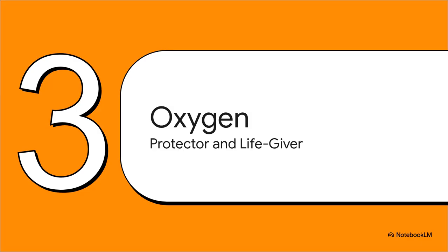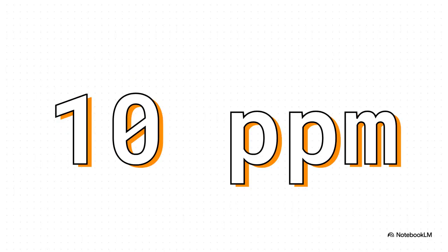All right, for our last stop, let's talk about an element that none of us could live without, oxygen. Just like carbon, it has 2 famous allotropes, but their story is all about life and protection, from the very air we breathe to the invisible shield protecting our entire planet. 10 parts per million. Just think about that number for a second. It sounds like almost nothing, right? But that's the tiny concentration of ozone high up in the stratosphere.